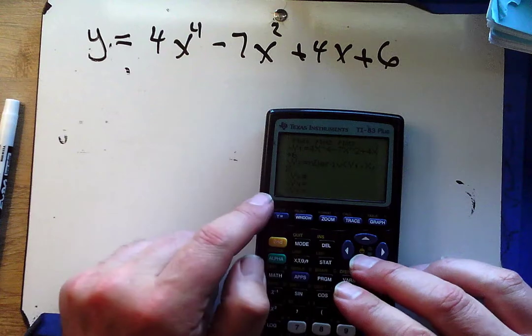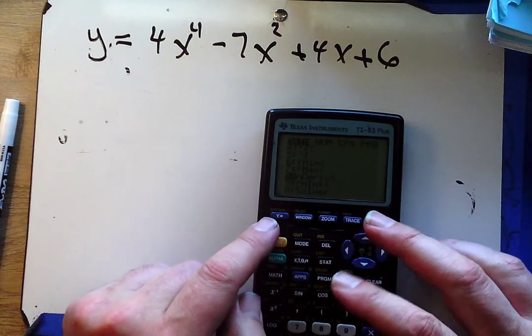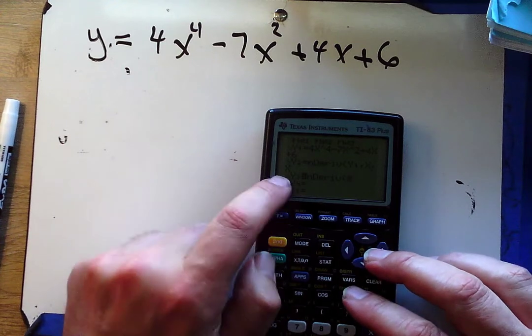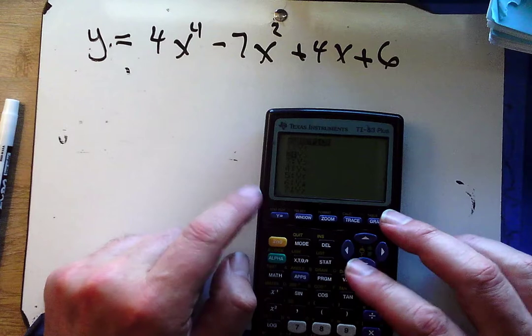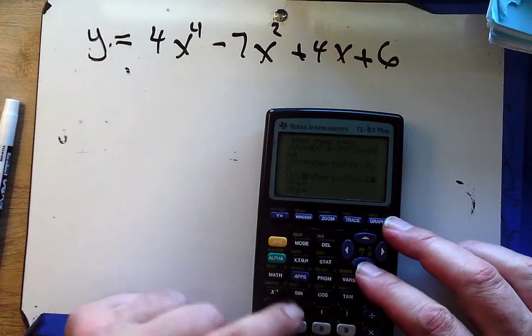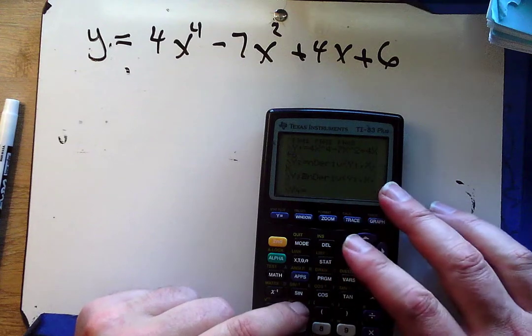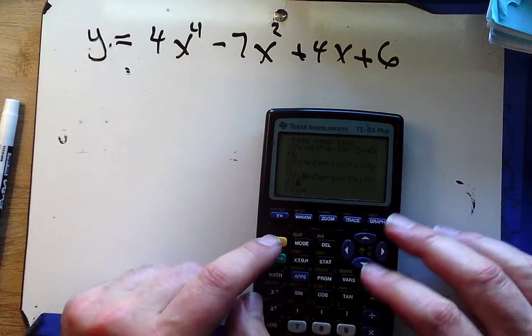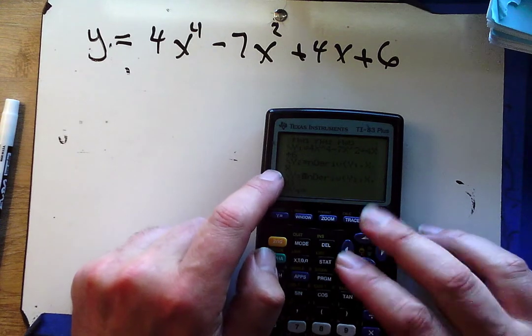I'm going to have that one turned off, but now I'm going to go to this one and do nDeriv again. This time I want nDeriv of y2, comma x, comma x. Okay. So now when I hit graph, I'm getting a graph of the second derivative.